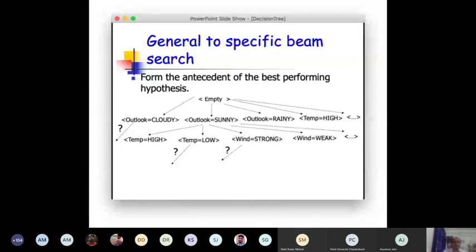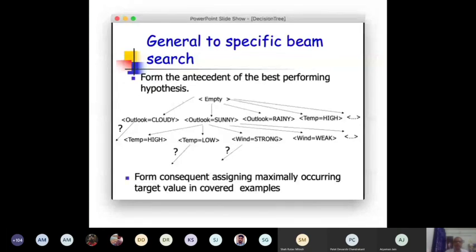Just for simplicity I have shown it like this, and you go on doing these things till you reach a certain desired level of your impurity measure, that means a low entropy value, and you can stop there, or you can have several other strategies. Several variations are possible. I'm just discussing the principles, and you can get much more detail from the book. Please read that book. As I mentioned, you have to form the consequent by assigning the maximally occurring target value in the covered examples.